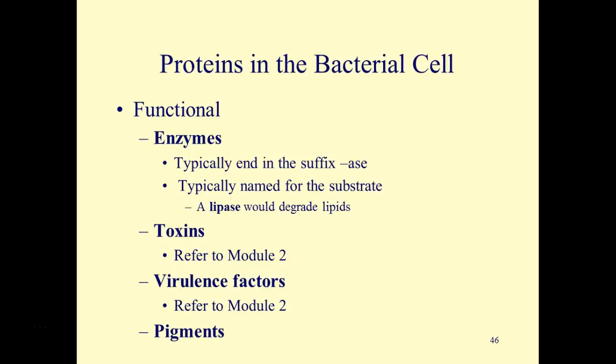Toxins are also proteins that are found in the bacterial cell. We talked about a lot of toxins in Module 2. There are a number of virulence factors, including flagella and capsules, that were also discussed in Module 2. And then pigments. You saw that Micrococcus luteus, for example, produces a beautiful yellow pigment, and that pigment is a protein that is synthesized in the cell.